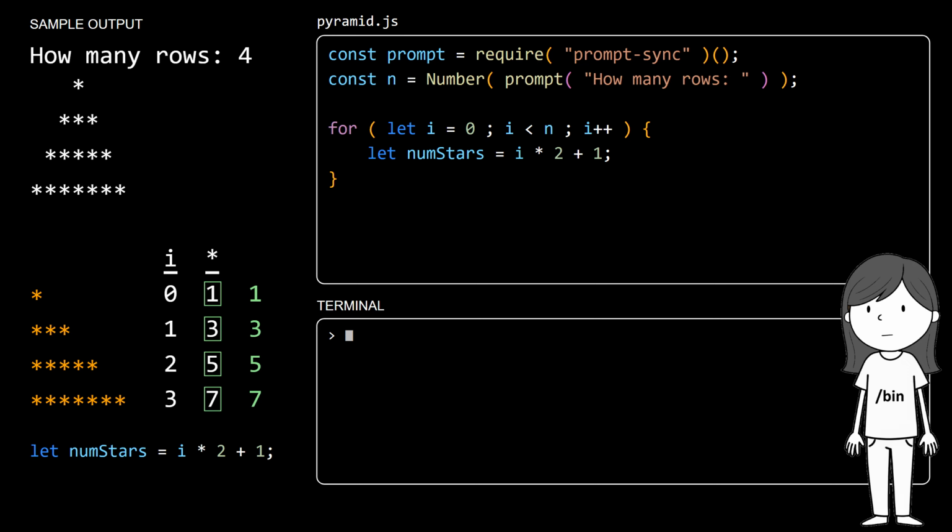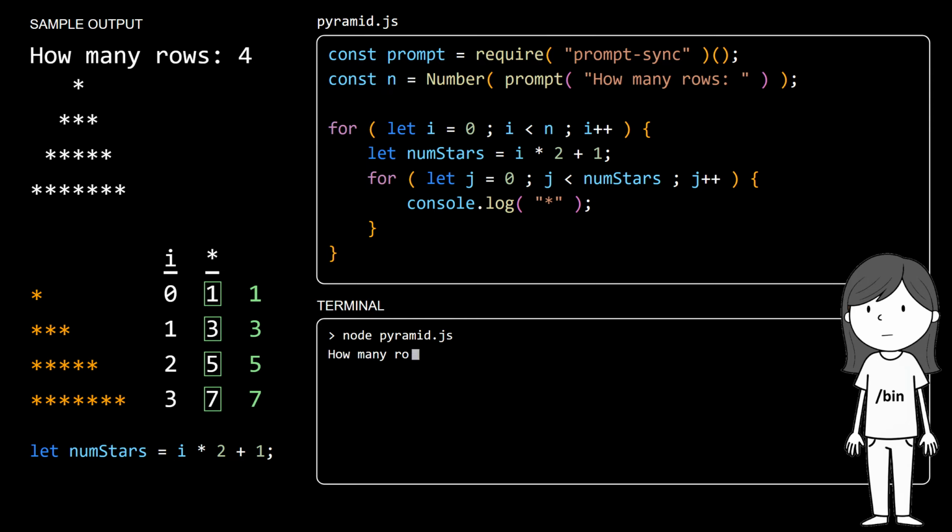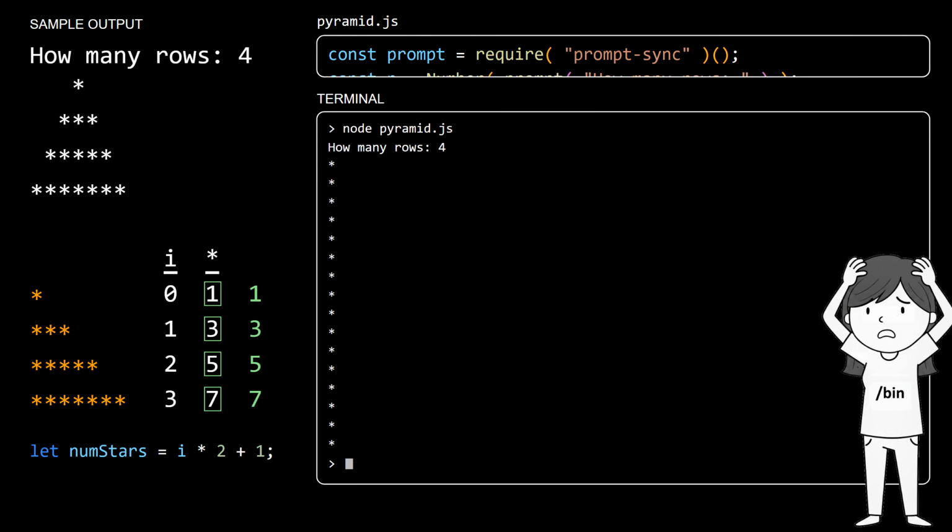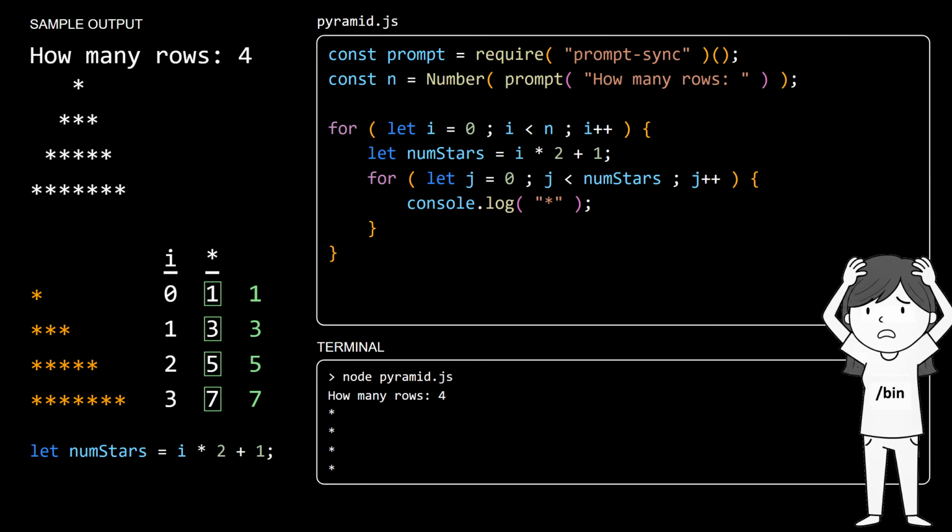We have the right value in our variable numStars. How can we print a line with that many stars? Well, we know about using loops to repeat things, so let's put a subloop inside our main loop. Okay, we run it. We input 4. Yikes, that's a lot of lines. What happened? Let's stare at the code.